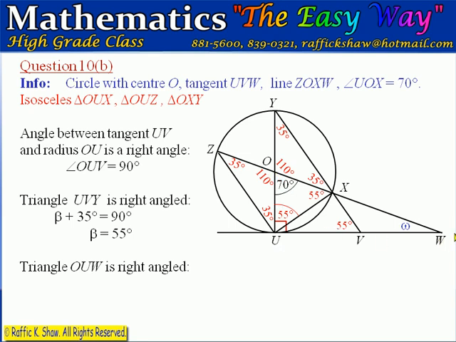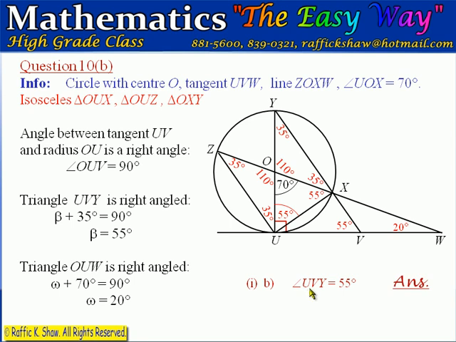Triangle OUW is a right angled triangle, and therefore this angle plus this angle add up to 90 degrees. And therefore omega is 90 minus 70 degrees, and that angle is 20 degrees. So let's show that on the diagram. Omega is 20 degrees, and that's it. And so now we can show the answer for part B and part C of this question.